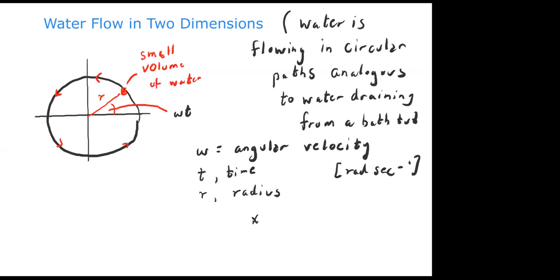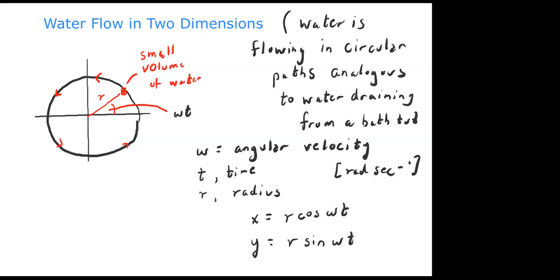So the x position and the y position of that small volume of water can simply be expressed as R cosine omega t and R sine omega t respectively. Note that omega t is radians per second times a second, so that's a dimensionless quantity, that's an angle. Angles are in radians, they're dimensionless, so arguments of trigonometric functions should be dimensionless. And I have a length both on the right and the left hand side. So everything's fine.